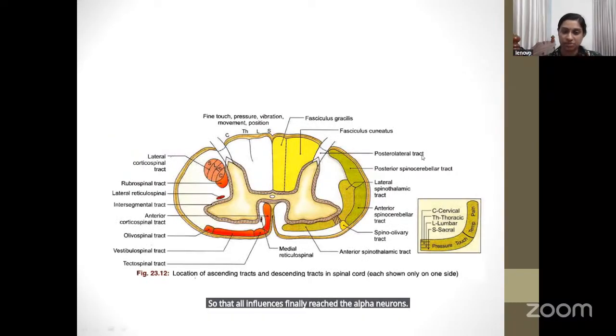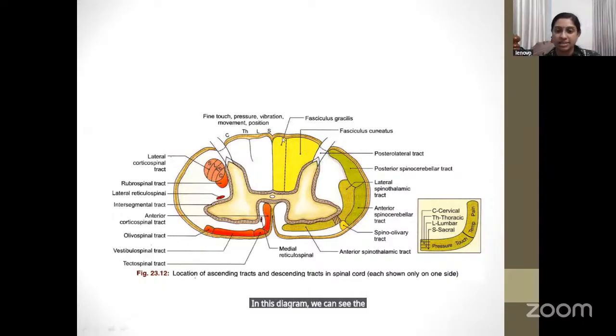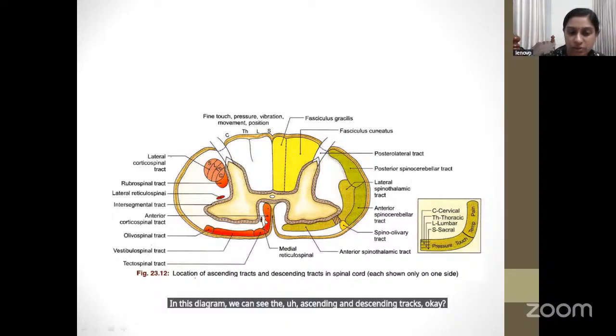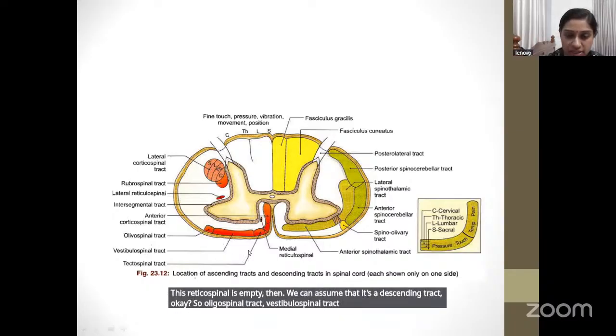So these are the different tracts. In this diagram, we can see the ascending and descending tracts. In the anterior column, we have the medial reticulospinal tract. When the name ends with spinal, we can assume it is a descending tract. So olivospinal tract, vestibulospinal tract, tectospinal tract, medial reticulospinal tract.